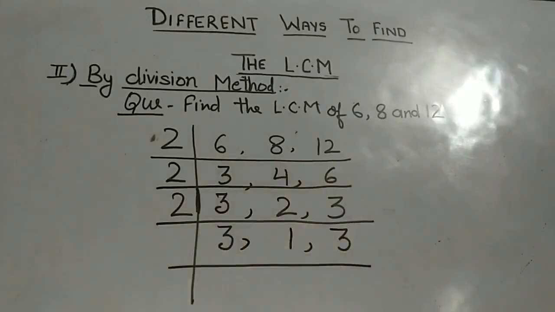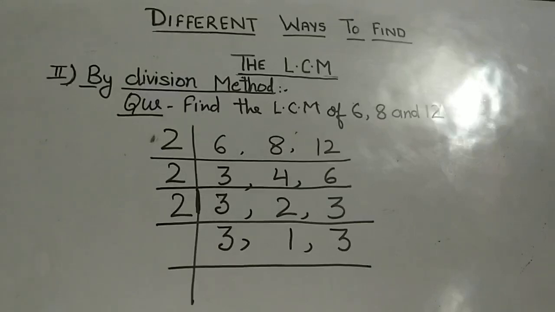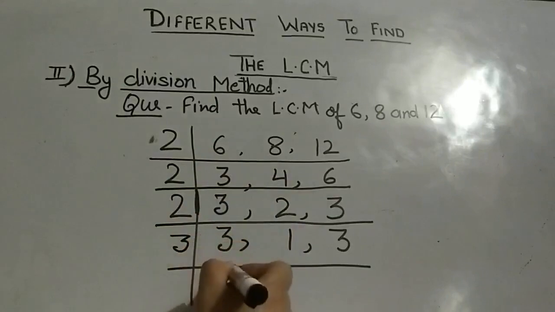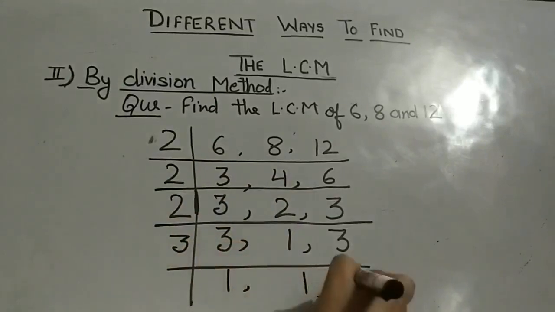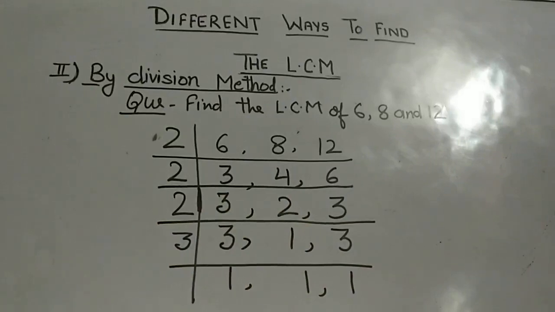Now after 2 the next prime number is 3. So we can divide this 3 by 3. So we'll divide here. And here we have to divide till we get 1, 1, 1 in the last row.